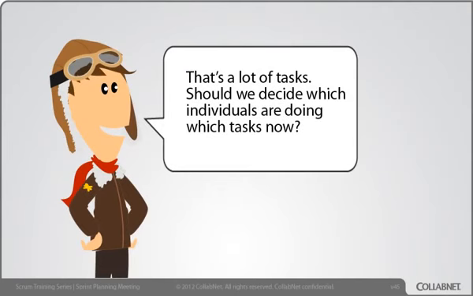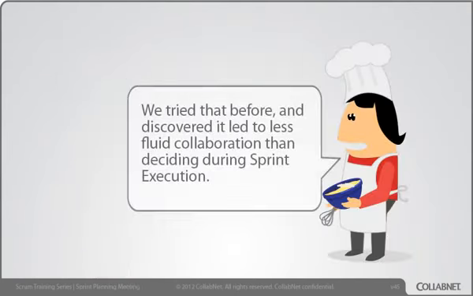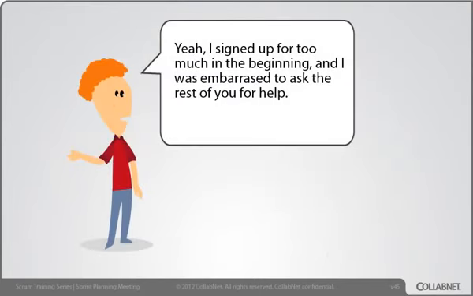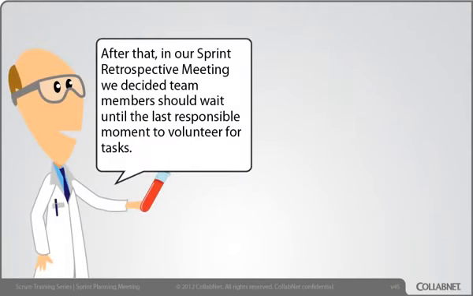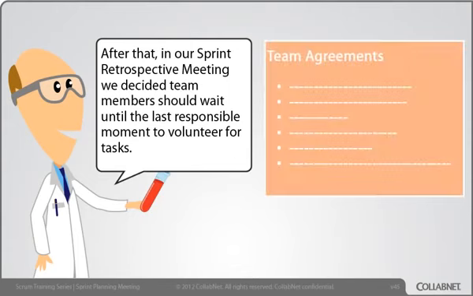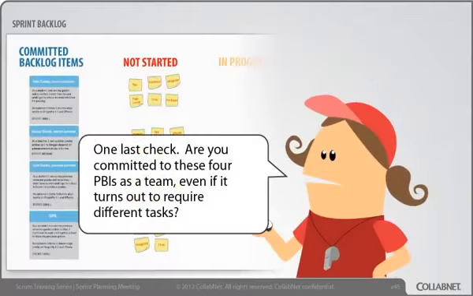That's a lot of tasks. Should we decide which individuals are doing which tasks now? We tried that before and discovered it led to less fluid collaboration than deciding during sprint execution. Yeah, I signed up for too much in the beginning and was embarrassed to ask the rest of you for help. After that, in our sprint retrospective meeting, we decided team members should wait until the last responsible moment to volunteer for tasks.